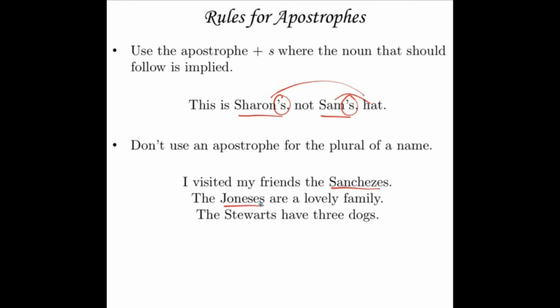Similarly, the Joneses are a lovely family. No need for an apostrophe because you're not forming a contraction or showing possession. The Stewarts have 3 dogs. Once again, we've come up with the plural of a name, but we don't need an apostrophe because there's no contraction and no possession.